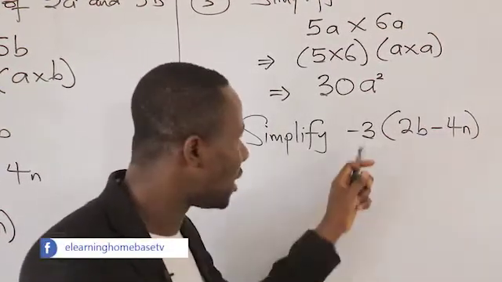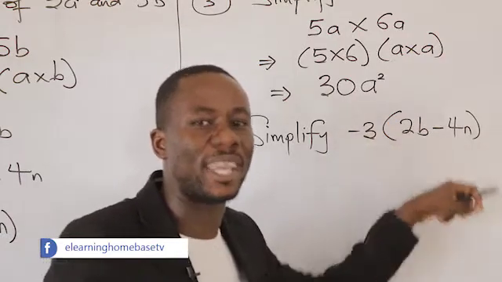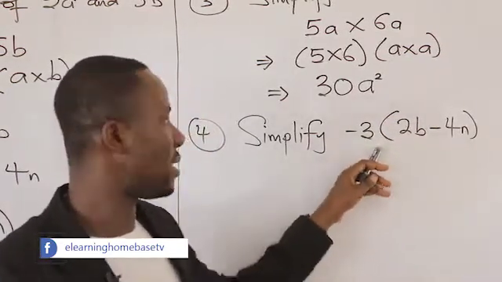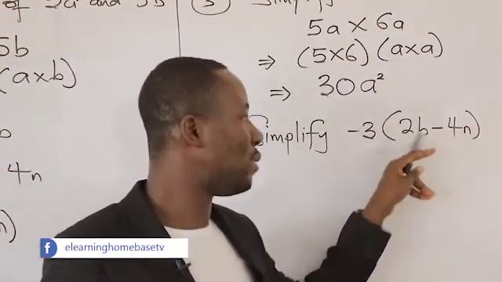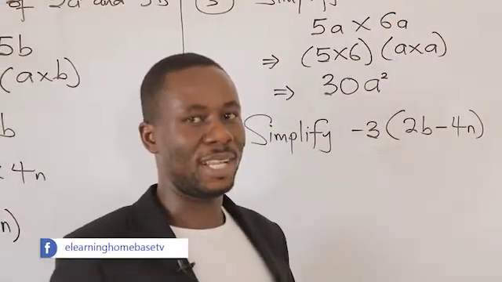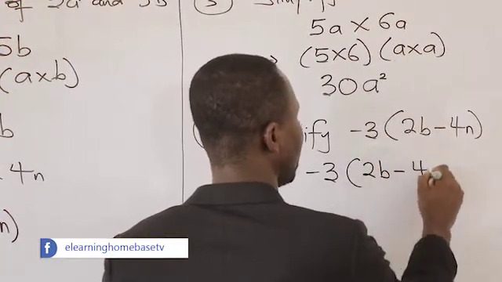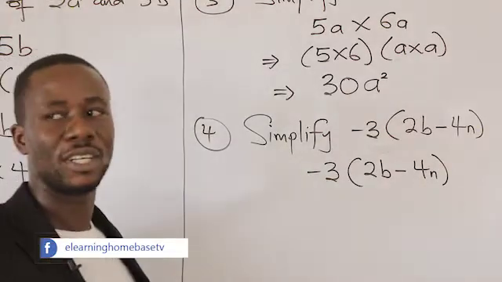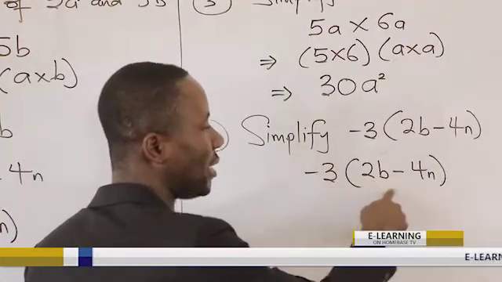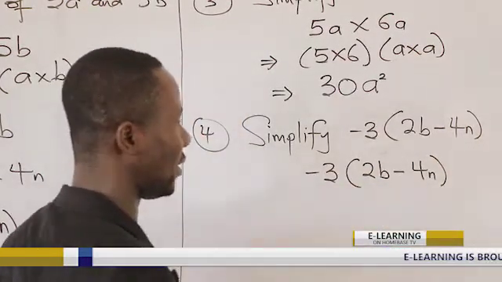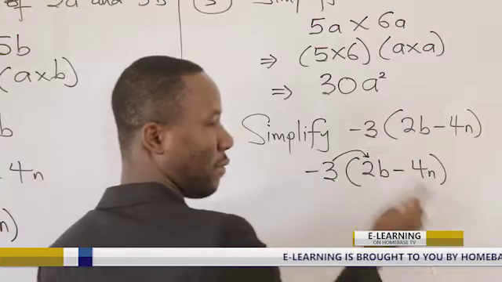So what it means is that this negative 3 here must multiply whatever is in the brackets. So we have negative 3 outside the bracket, but in the bracket we have 2b minus 4n. We solve. Let's move on. So multiplication. Negative 3 multiplies this, at the same time multiplies that. So we have negative 3 going in for this. When it finishes, then go in for that.